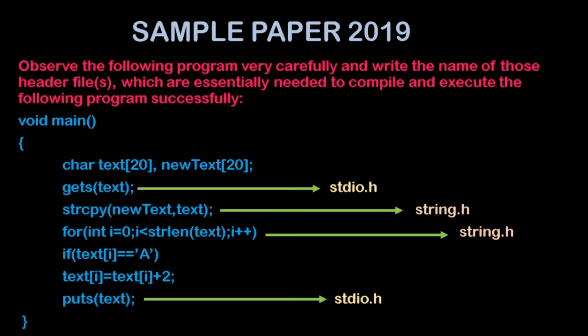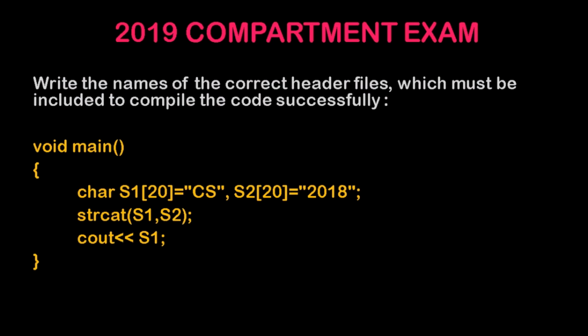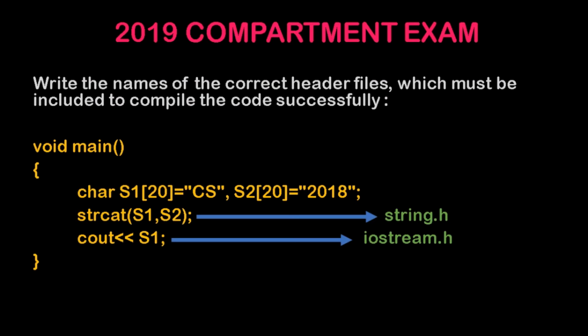We'll move on to the next paper. So 2019 compartment exam paper. Write the names of the correct header files which must be included to compile the code successfully. The given code is void main, char s1[20] = "cs", s2[20] = "2018", strcat(s1, s2), cout << s1. So you have to find out the header file needed for this. So for strcat, the required header file is string.h, and for cout, the required header file is iostream.h.